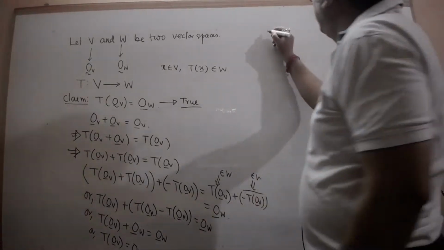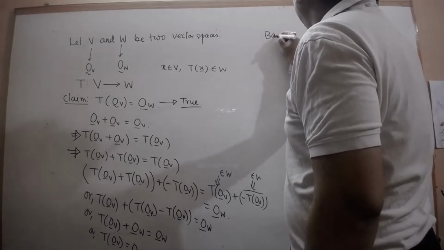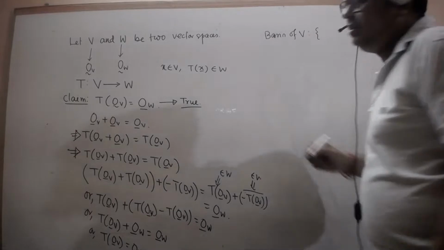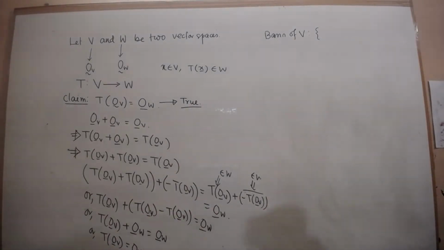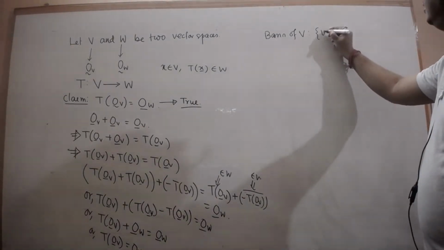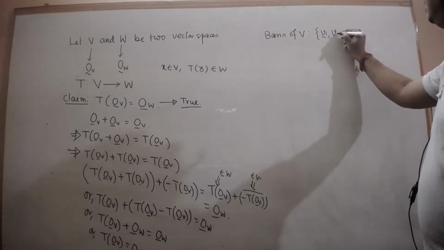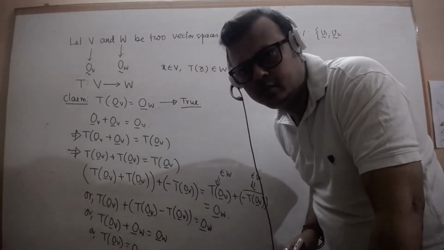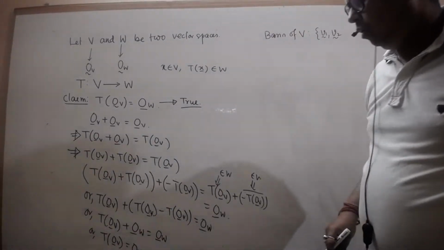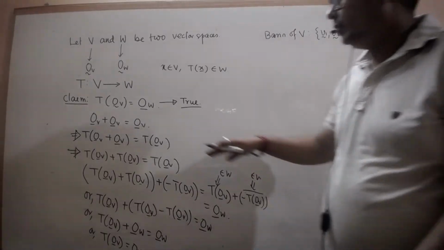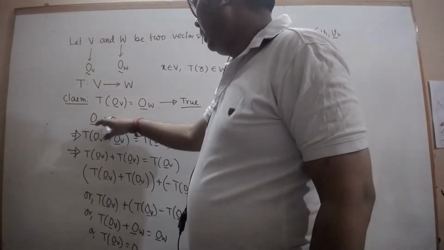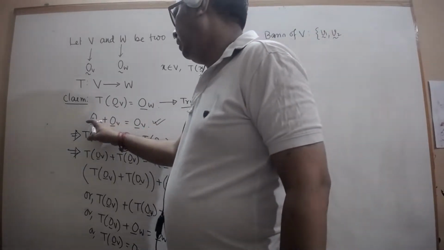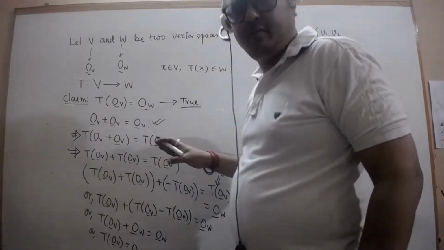Let the basis of a vector space V be denoted by V1, V2. I think this is obvious: null vector plus null vector gives null vector. Okay.